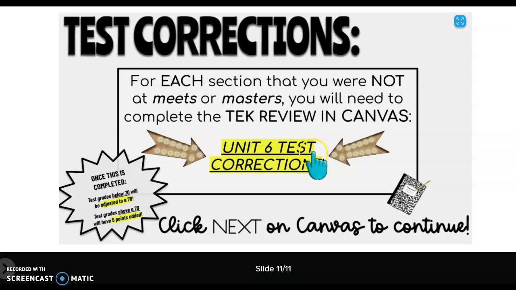Then you will have your Unit 6 test corrections in Canvas. So in your Canvas tab, if you just press next, it will come up. Remember, on your test corrections, you only have to complete the sections for the topics or the TEKs that you weren't at meets or masters. You should have colored in that star to kind of help you remember which ones you'll need to do. And then once this is completed, if your test grade was below a 70, this will bring it up to a 70. Or if your test grade was already above a 70, you will get 5 bonus points added to your grade.